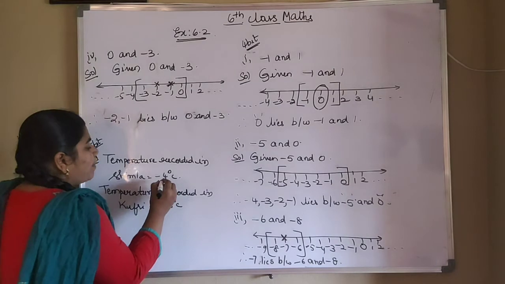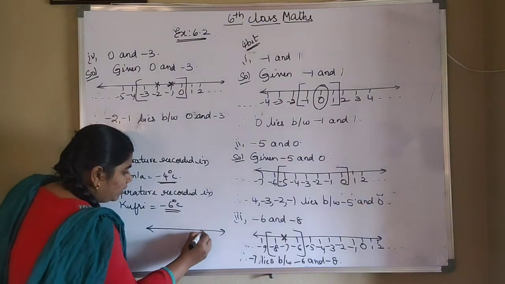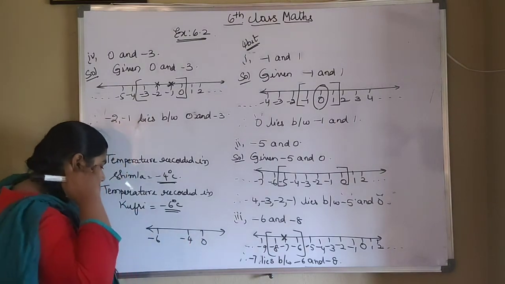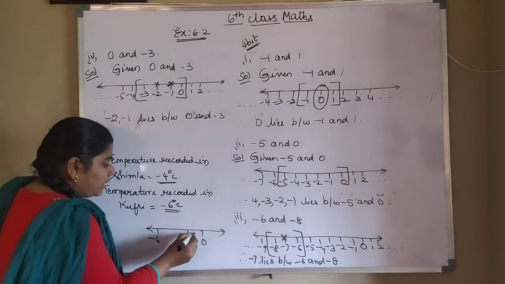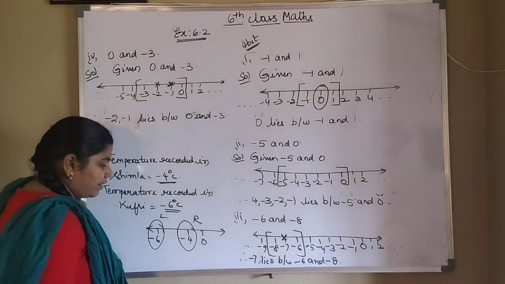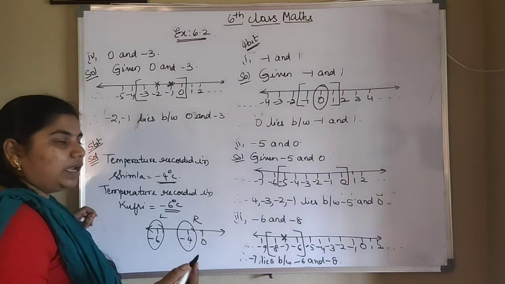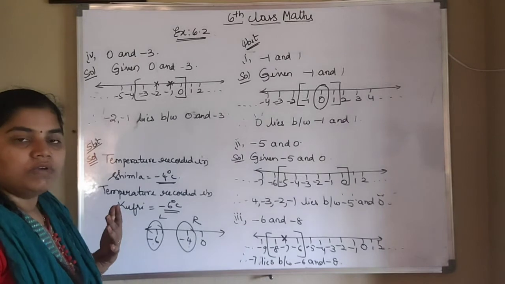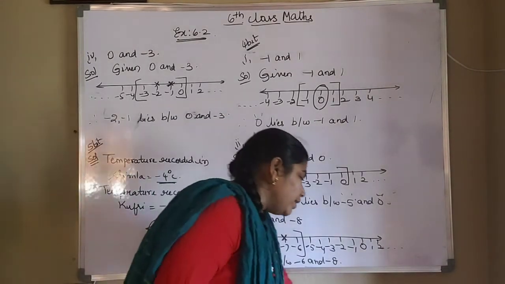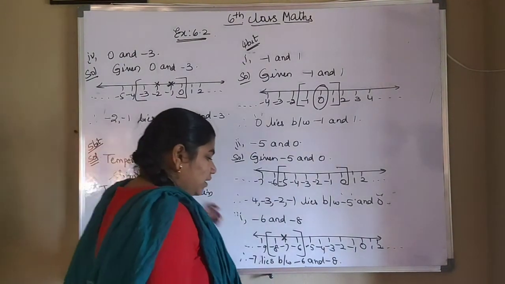So here -4 and -6, if you draw a number line, -4 will lie here, -6 will lie here. Okay, so -4 is lying on the right side and -6 is lying on the left side. So -4 is greater than -6. That means which one is the lesser value? Which value is less, that place will be more colder. That means here Kufri is colder than Shimla.